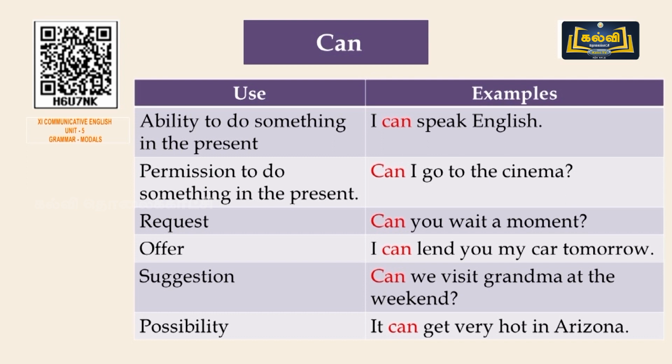Permission to do something in the present. That is, it is a substitute for the term to be allowed to. Can I go to the cinema? Request. Can you wait a moment, please? Offer. I can lend you my car till tomorrow. Suggestion. Can we visit grandma at the weekend? Possibility. It can get very hot in Arizona.